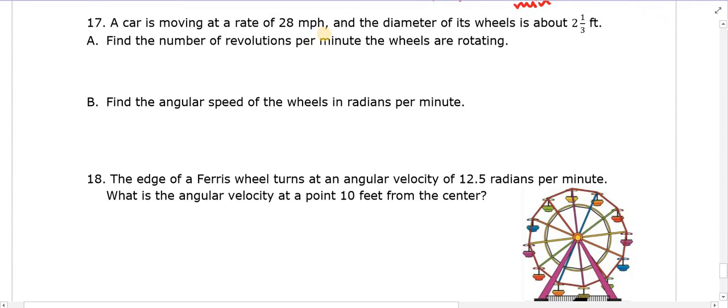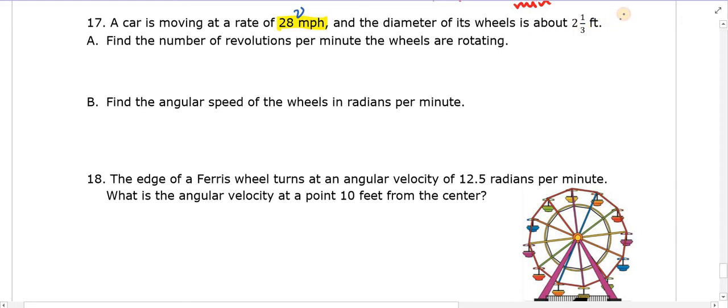Number 17, you have a car that is moving at a rate of 28 miles per hour. That is basically a speed or linear speed, so I'm going to say this is V. And the diameter of its wheel is about 2 1/3 of a foot. I see there is a fraction here, and I know that feet can be converted into inches. So I'm just going to convert this into inches.